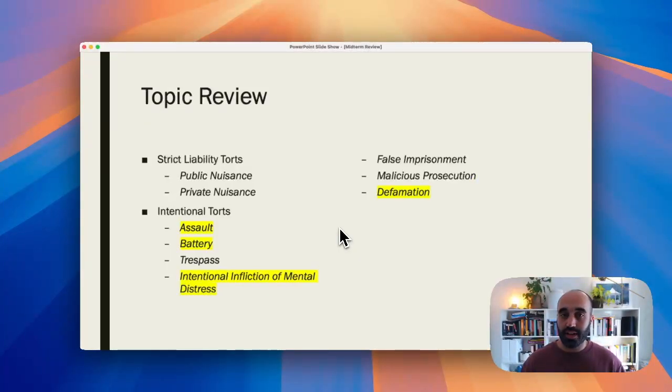Right? So that's the three-part test. Most of defamation is decided on the defenses. We talked about numerous defenses. We talked about the defense of qualified and absolute privilege.